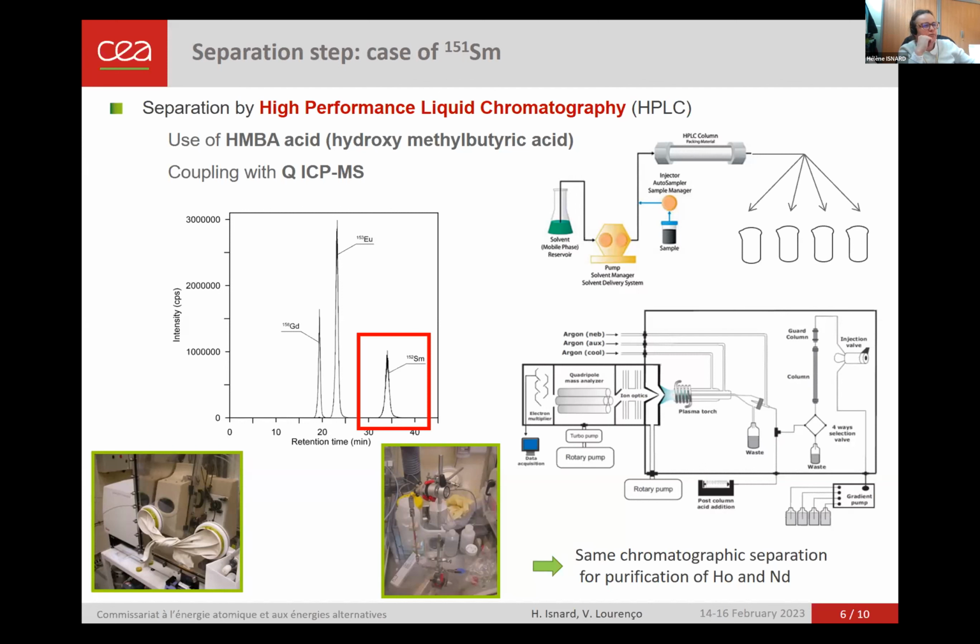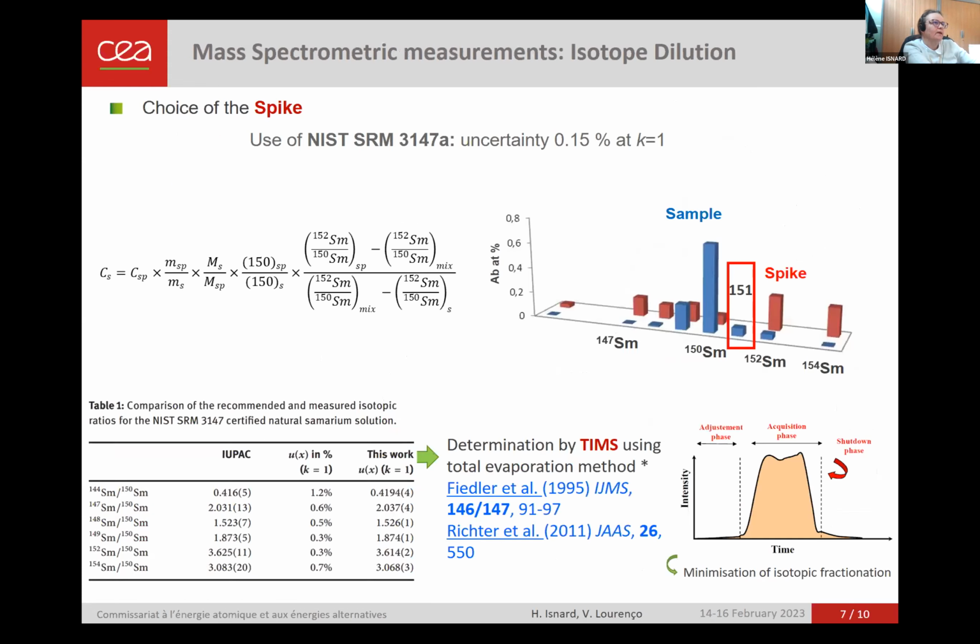for radiometric measurements. One of the major advantages of this separation is that it can be directly coupled with a quadrupole ICP-MS in order to perform online measurement. We can also see different pictures of the quadrupole ICP-MS with a glove box around the source.